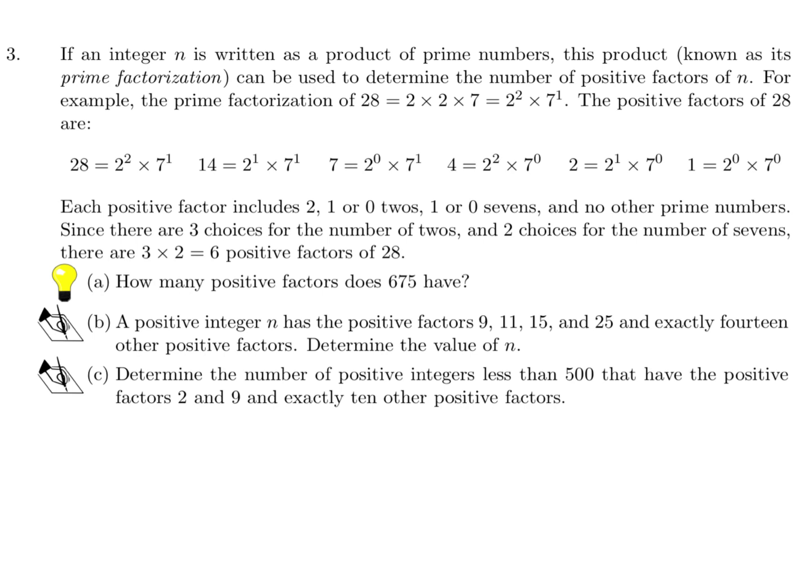If an integer n is written as a product of prime numbers, the product, known as its prime factorization, can be used to determine the number of prime factors of n. For example, the prime factorization of 28 is 2 times 2 times 7, which is 2 to the power of 2 times 7 to the power of 1. Positive factors of 28 are 28, 14, 7, 4, 2, and 1. Each positive factor includes 2, 1 or 0 2s, 1 or 0 7s, and no other prime numbers. Since there are 3 choices for each of the 2s and 2 choices for each of the 7s, there are 3 times 2, which equals 6 positive factors of 28. How many positive factors of 675?